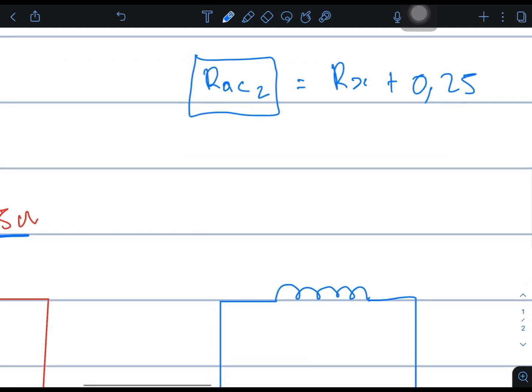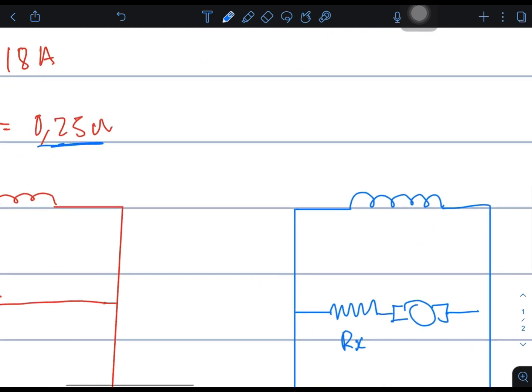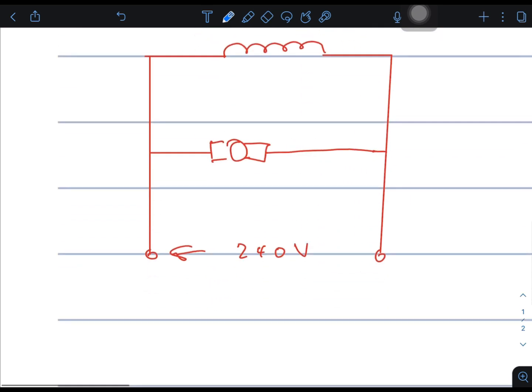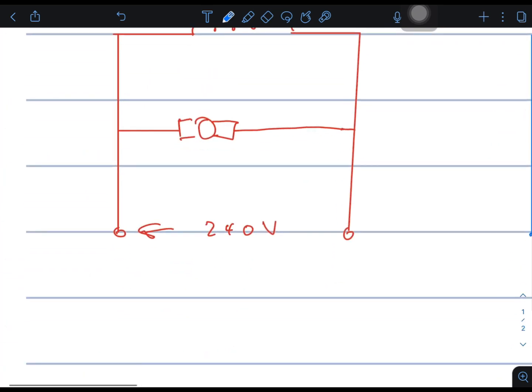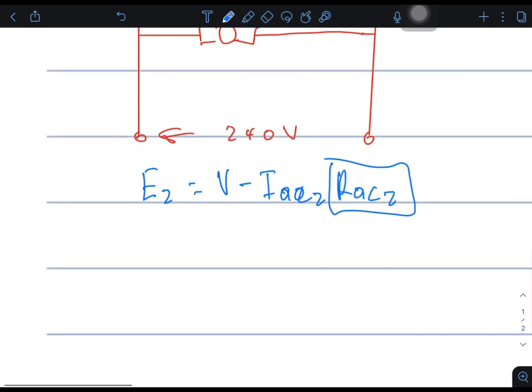Once we have RAC2, we are able to make Rx the subject of the formula. Remember, we find E2 as V minus IA2 RAC2. So finally we must look at E2 and IA2.